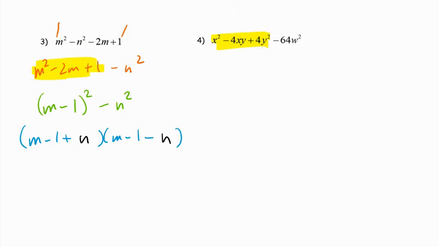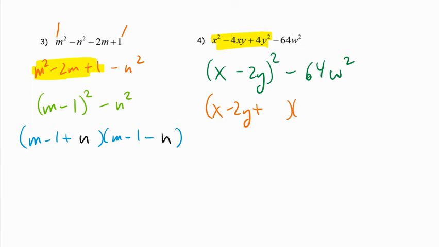Example 4, my perfect square trinomial is already in the right order and in the front, ready to go. X minus 2y squared. I have a square minus a square, x minus 2y plus 8w, x minus 2y minus 8w.